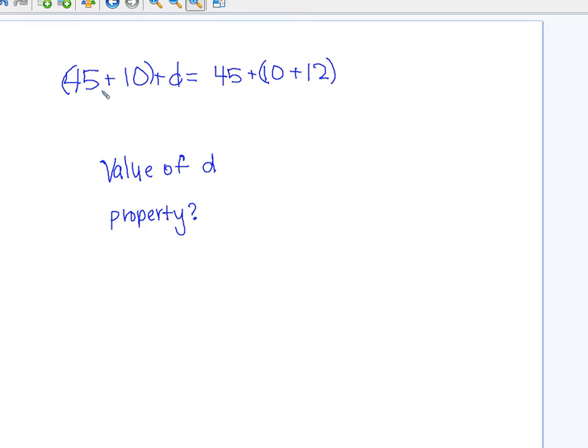Your student should be able to look at the left side of the equation sign, compare it to the right side. 45 is already there. 10 is already there. D. D equals 12. What property did they use? Well, the only property that groups different numbers together to make it easier for yourself would be the associative property.